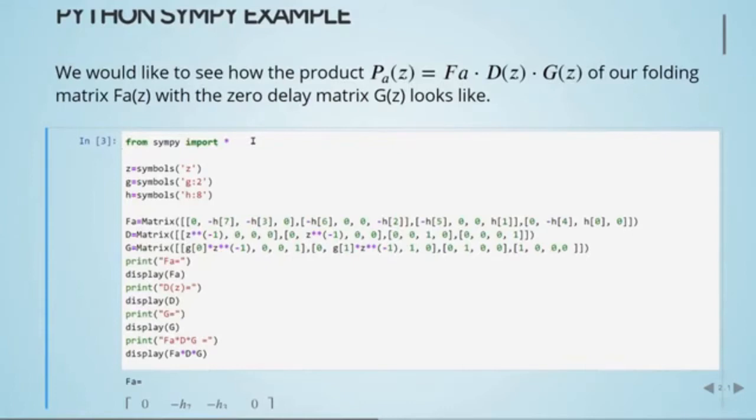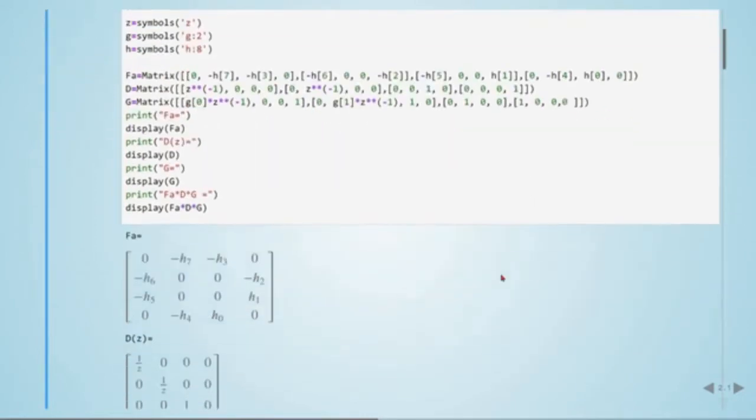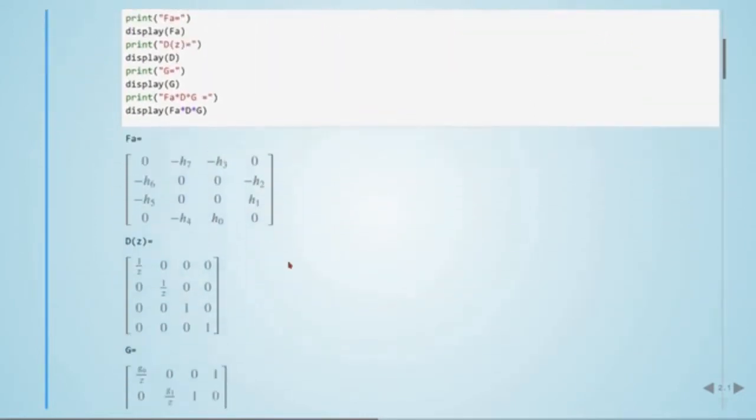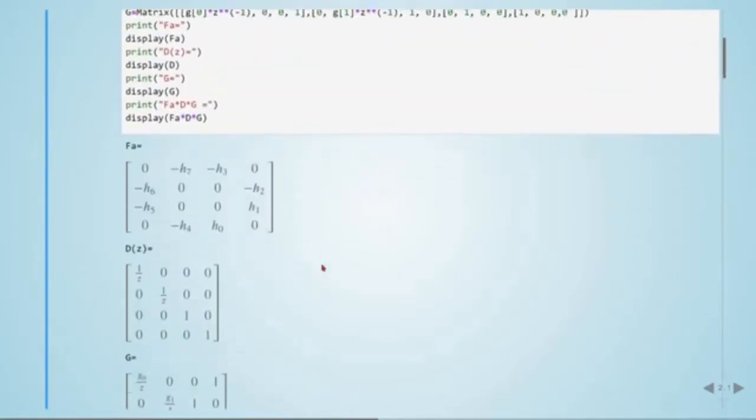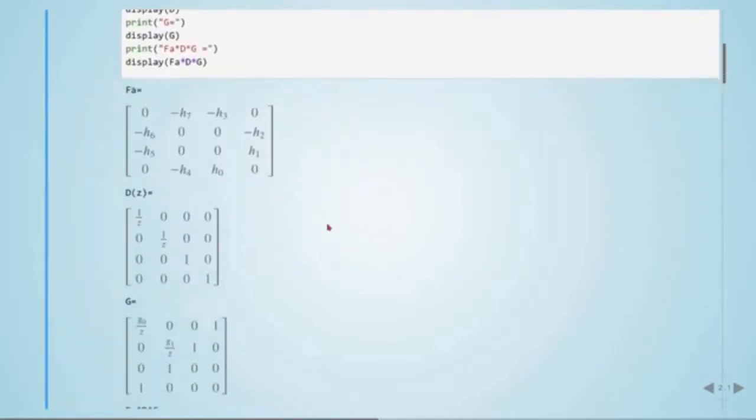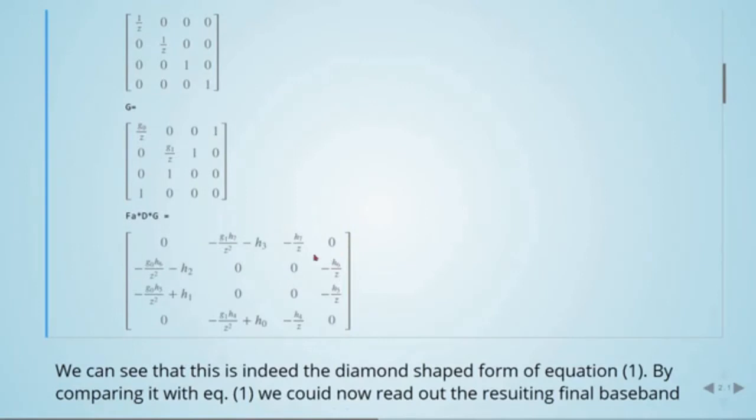So here I'm importing SymPy, I'm defining symbols for Z, symbols for G, and symbols for H. Here's our FA matrix, here's the D matrix, here's the G matrix. So we're just printing them here. And here we have the multiplication of FA times D times G. It's given here.